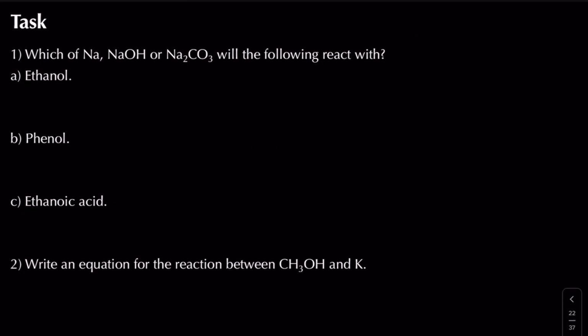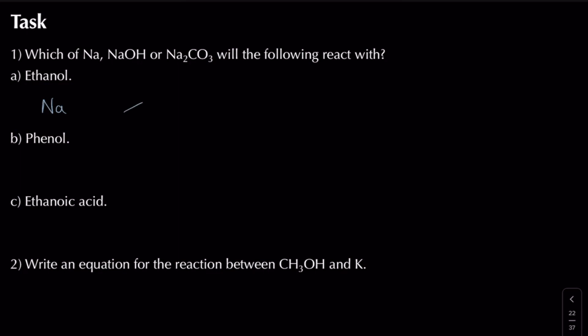So moving on then, I've got a task for you to do. Feel free to pause the video and have a go. So yeah, which of sodium, sodium hydroxide or sodium carbonate will the following react with? Well, in the case of ethanol, remember it's not acidic. The only thing it does react with is sodium, and what you actually end up forming, in this case, is sodium ethoxide, right?